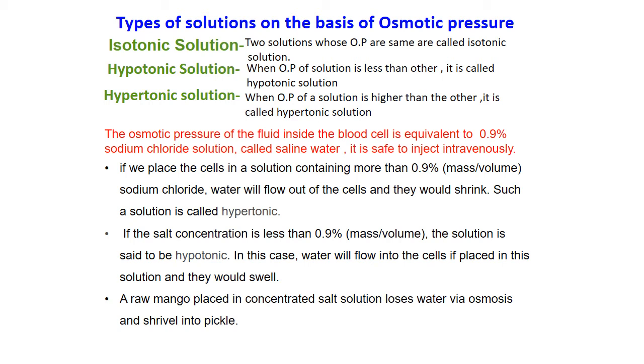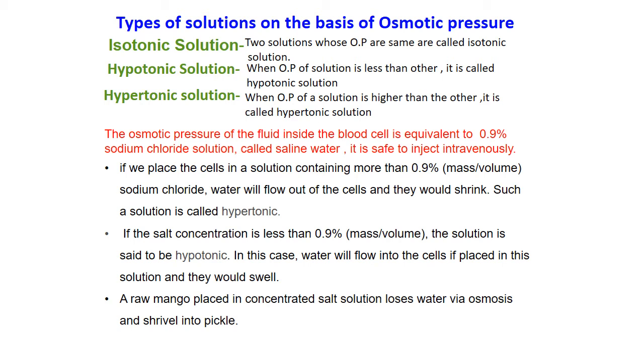The glucose that is given during illness, at the time of treatment, is equal to 0.9% sodium chloride solution, saline water. If the cells are placed in a solution containing concentration more than 0.9% sodium chloride, water will come out from the cells and these will shrink.